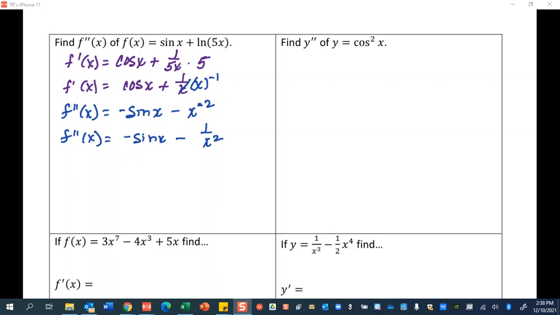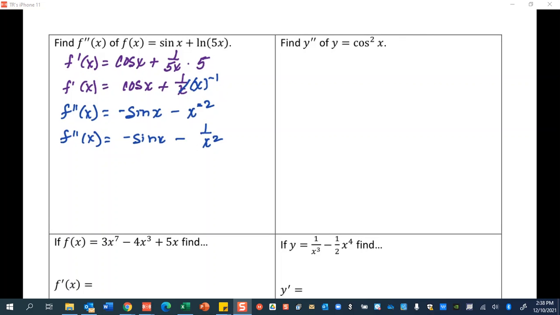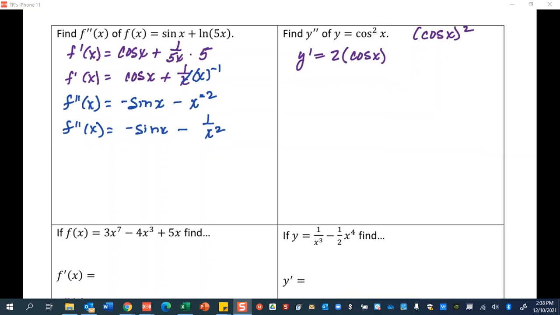All right, ready? y is equal to cosine squared of x. We'll go ahead and say that y prime is equal to. Now remember, if you need to rewrite this as that, please do, so that you see your chain rule. So that's 2 times what's inside to the 1 less power times the derivative of what's inside, which is negative sine of x.